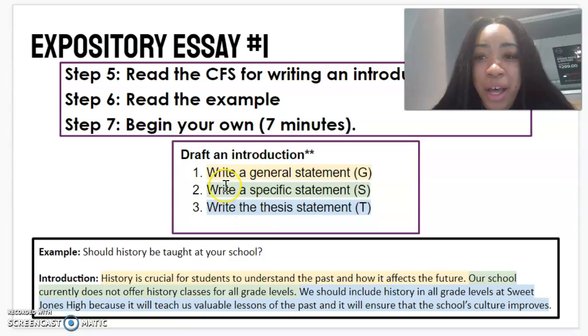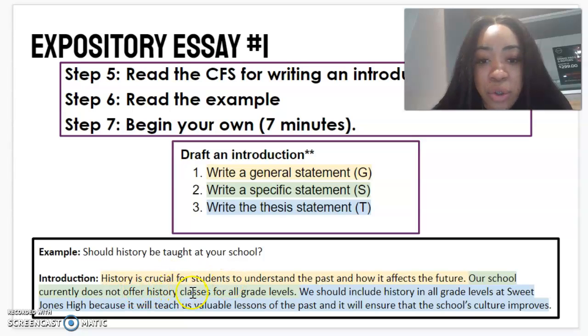Now, when we talk about a general statement, it means that it's not necessarily what your entire essay is going to be about, but it's something that's on topic. So for example, I wrote an introduction and I used the prompt, should history be taught at your school? So let's say that this was an expository essay and they're asking me, should we teach history at this school?